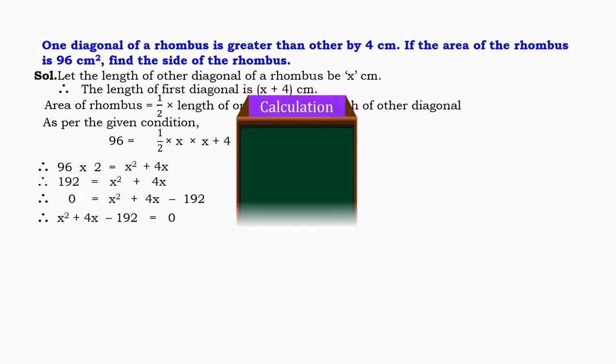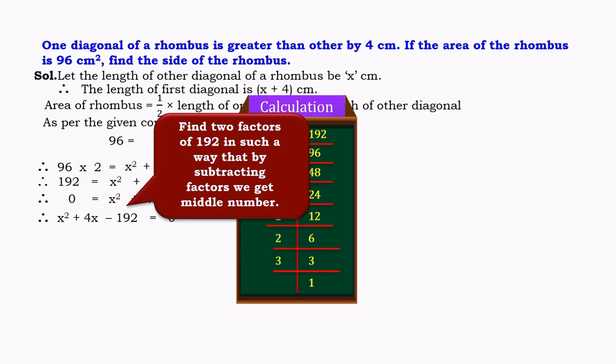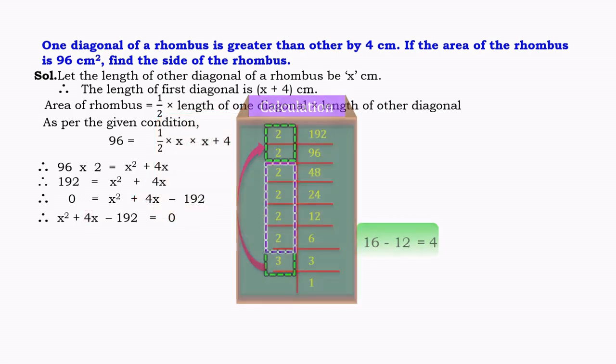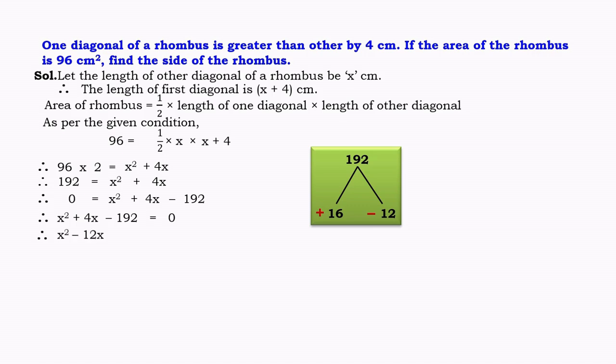Now we need two numbers whose product is 192 and whose difference is 4. The numbers 16 and 12 satisfy this condition because 16 minus 12 equals 4. Since the middle term is positive and the last term is negative, we assign a positive sign to 16 and a negative sign to 12. These numbers will help us factorize the quadratic equation.